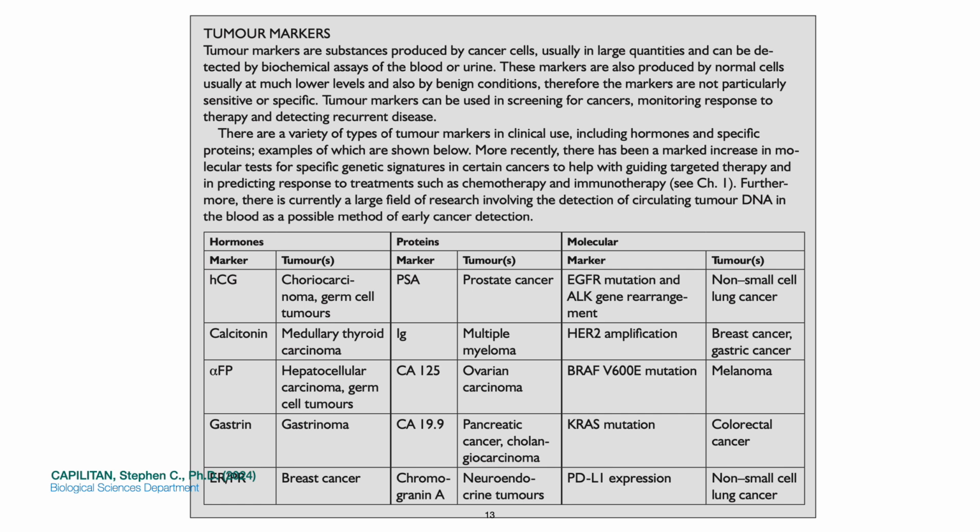Tumor markers are substances which are produced by cancer cells, usually in high amounts, and can be detected by biochemical assays of the blood or the urine. These markers are also produced by normal cells, usually at lower levels, and also by benign conditions. Therefore, these markers are not particularly sensitive or specific. They can be used for cancer screening, monitoring response to therapy, and detecting recurrent disease. Below, we have hormones and their markers and the tumors associated with them, proteins, and molecular markers.